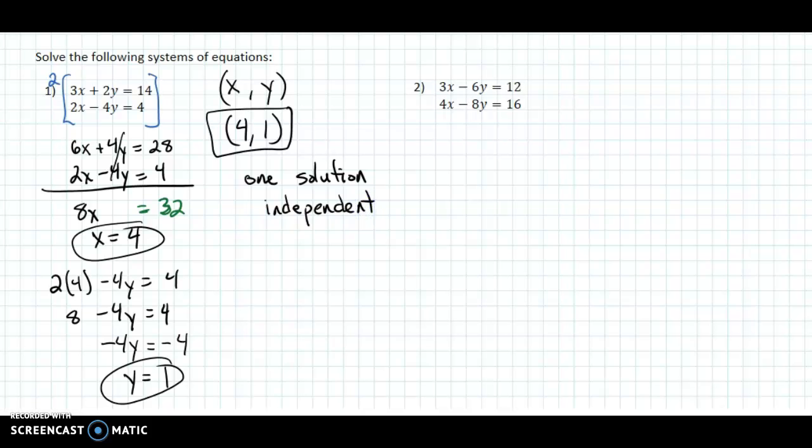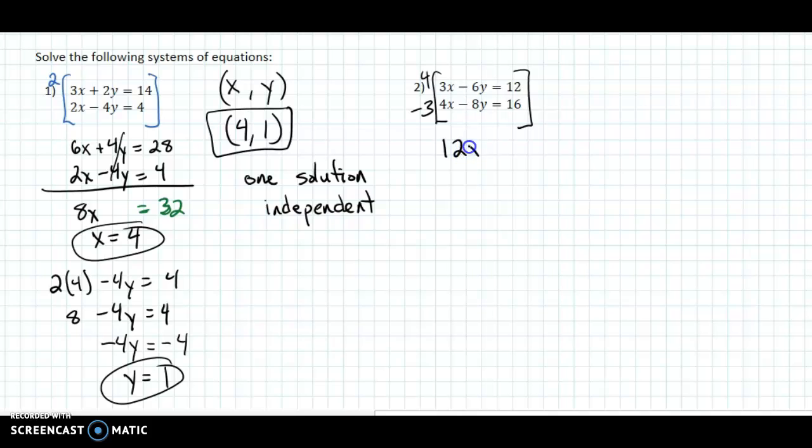Okay, let's look at number 2. Number 2, substitution or elimination. I guess we could use substitution just for something different. Let's use elimination. I think most of you will use elimination. So if we can eliminate x's, might be a good idea. If I take the top equation and multiply it times 4, and the bottom equation and multiply it times negative 3, that will get the x variables to cancel.